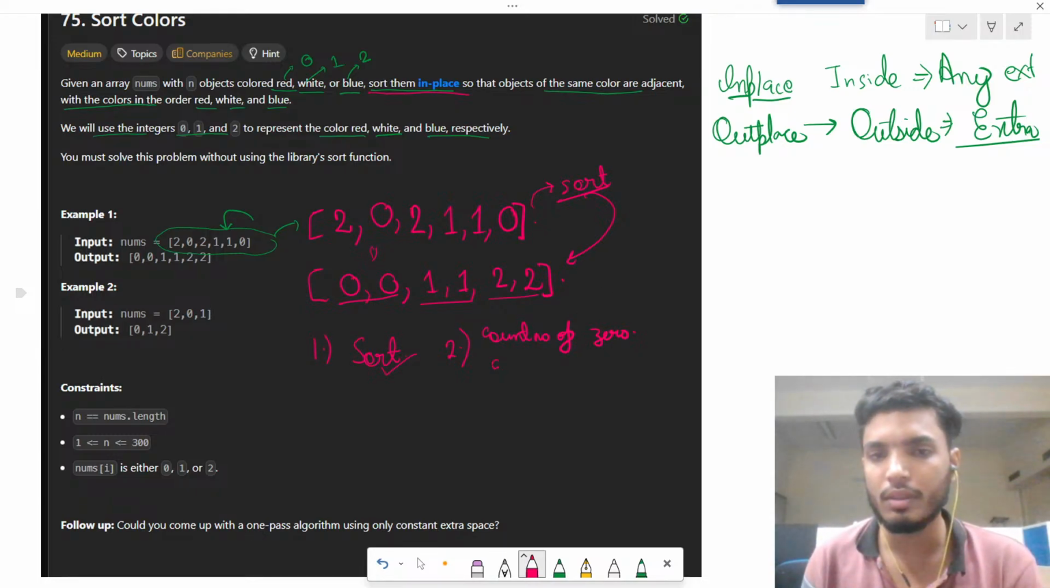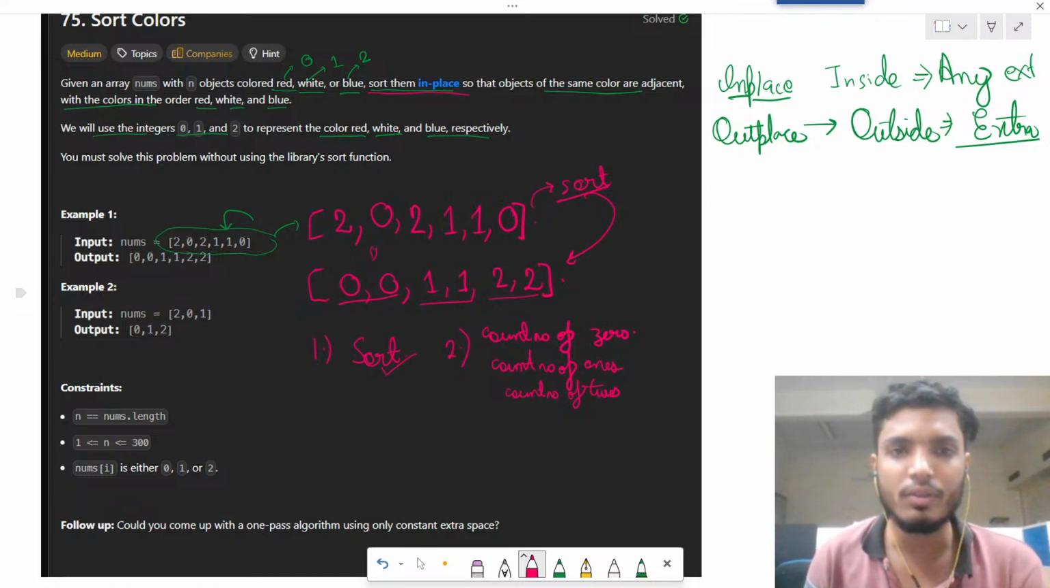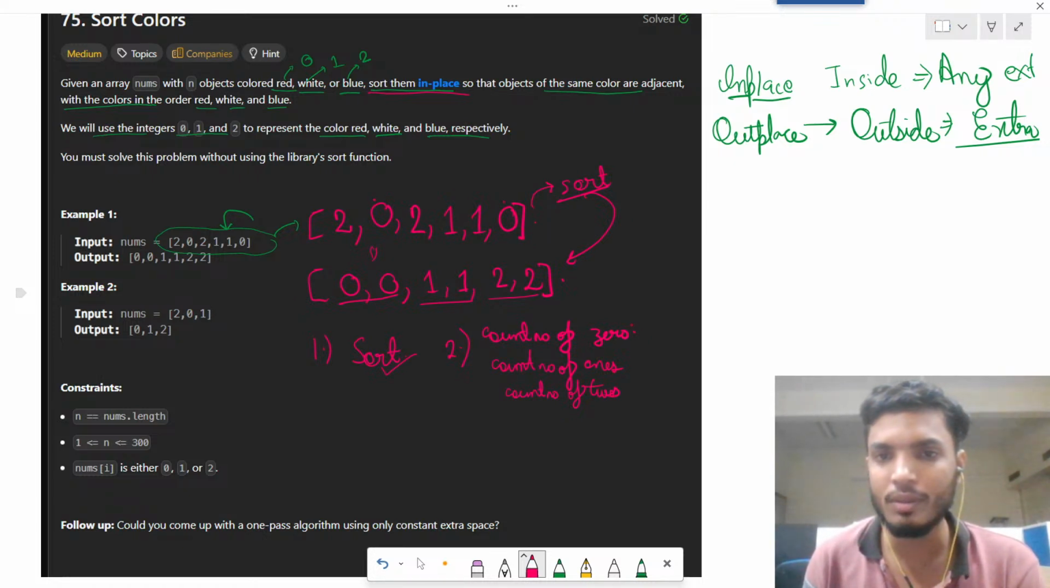You can also count the number of ones, and you can also count the number of twos. So how many zeros are there? Zero, zero. There are two zeros. How many ones are there? There are two ones. How many twos are there? There are two twos.